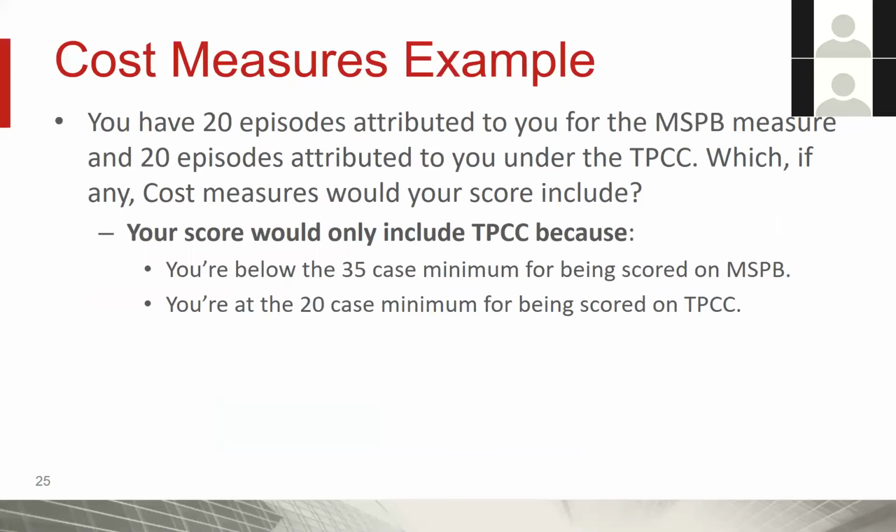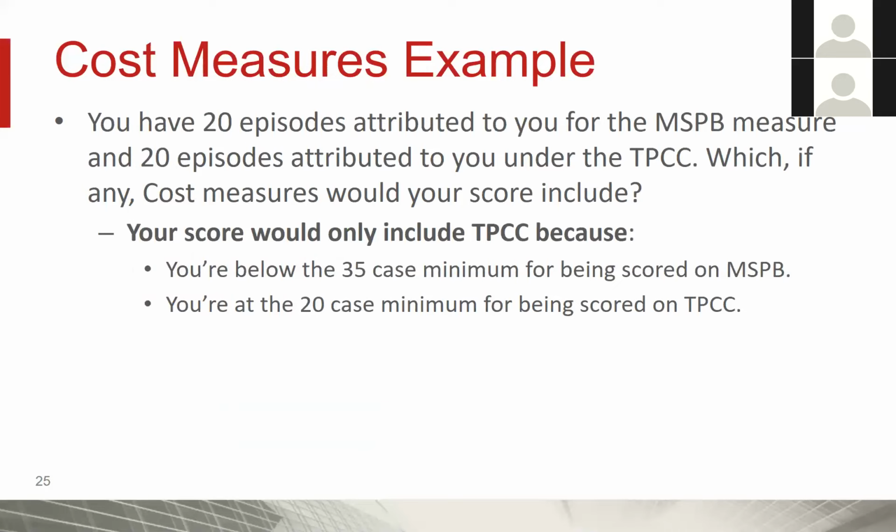So we'll walk through a quick example here. This is pretty tricky, so let's break this down to understand how this works. Say, for example, you have 20 episodes that are attributed to you for the MSPB measure and 20 episodes that are attributed to you under the TPCC measure. Which, if any, cost measures would your score include? Again, to remind you, both the MSPB and TPCC scores count, and it's the average that will result in your overall cost category score.